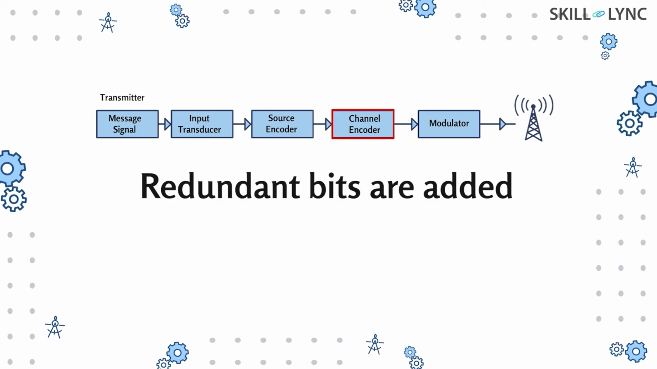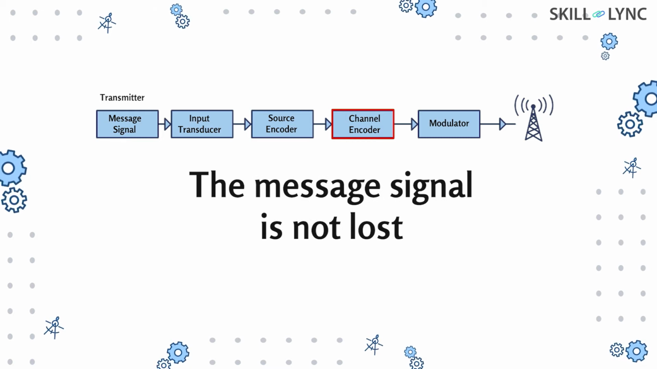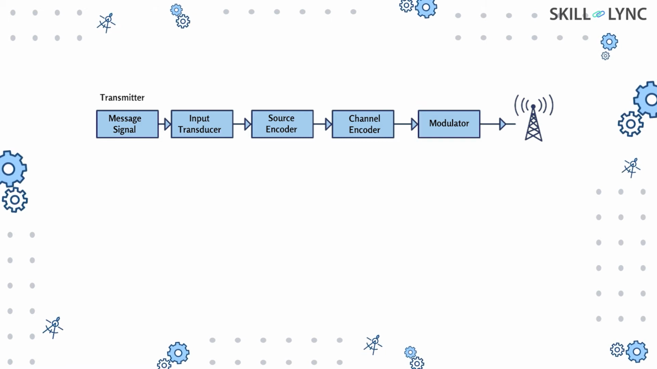At the channel encoder, redundant bits are added to the signal. This ensures that even if parts of the signal are lost during transmission, it is not necessary that the message signal gets lost entirely. This helps in data protection. After this, the signal is modulated.